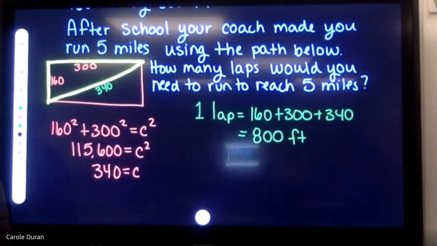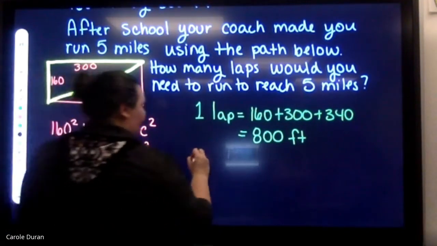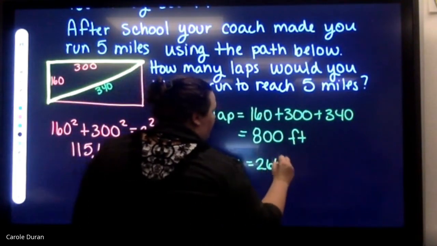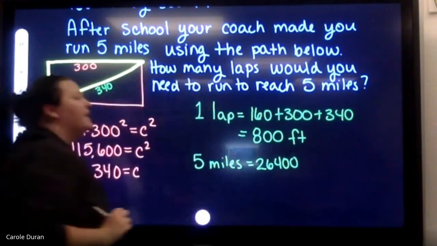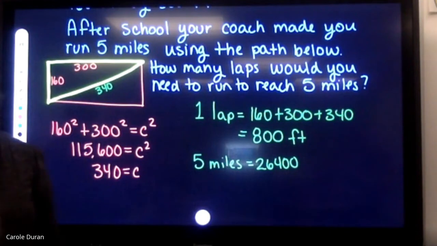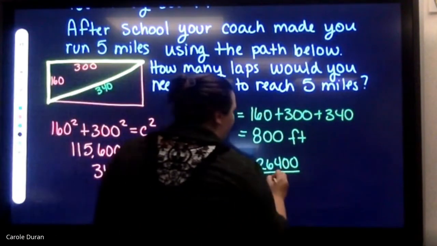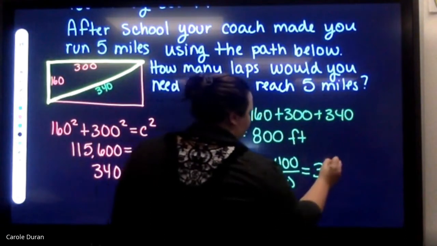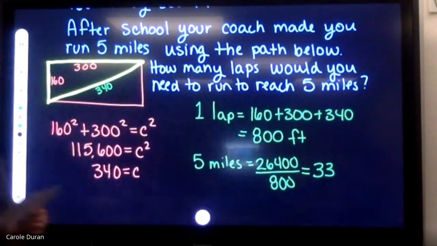Oh, I got you. So I'm going to do 5,280 times 5 to get a total of 26,400 feet. And I'm going to take that 26,400 feet and divide it by 800 to get the number of laps I have to run. 33 laps. Better start running.